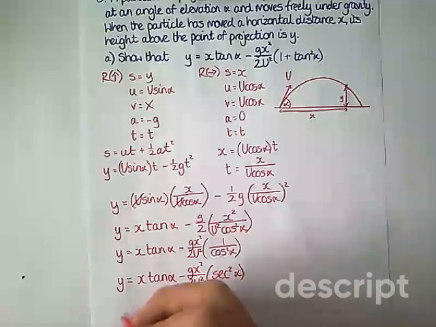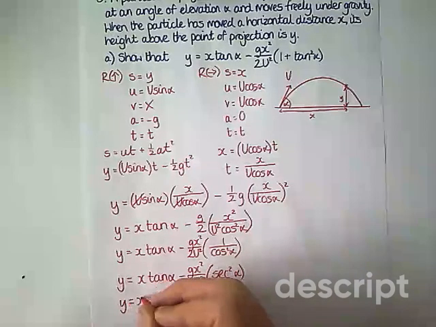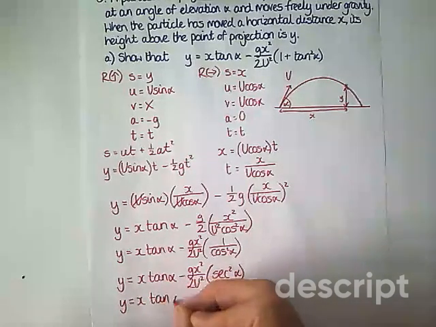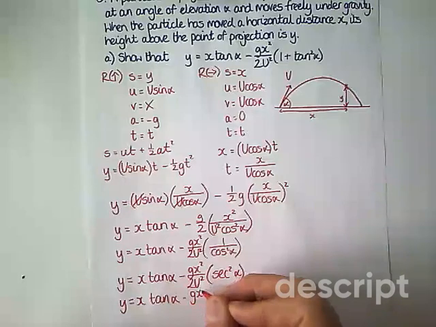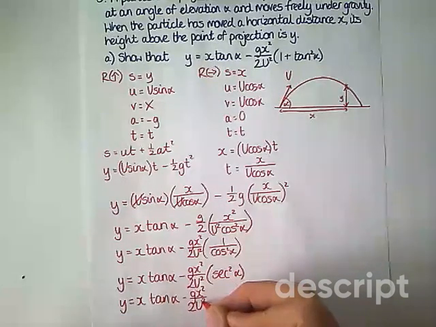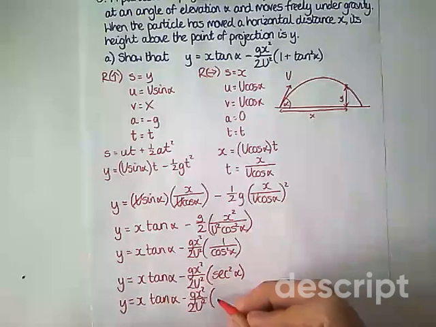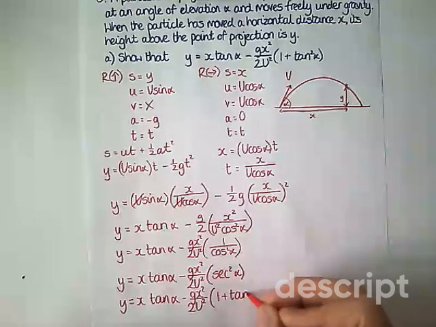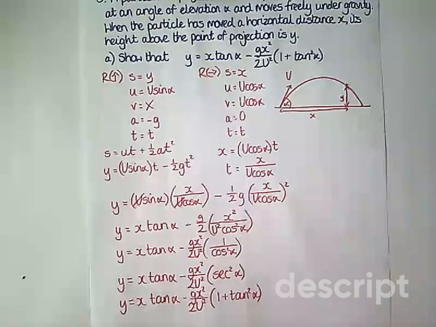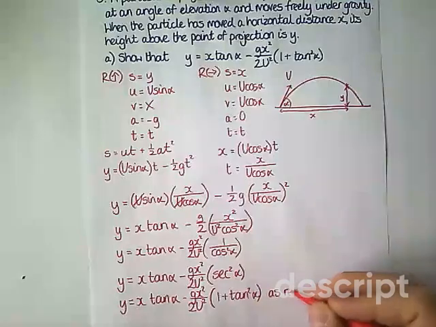And then the second trig identity is that sec squared is the same as 1 plus tan squared. Okay, remember sugar in your tea, sec squared equals 1 plus tan squared.